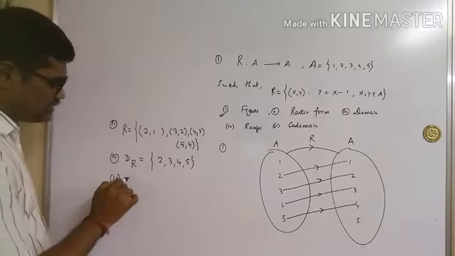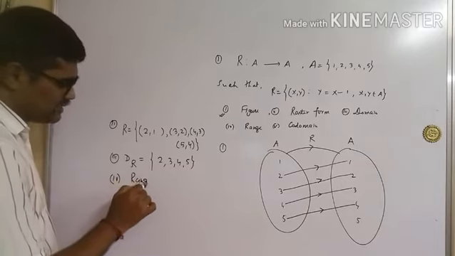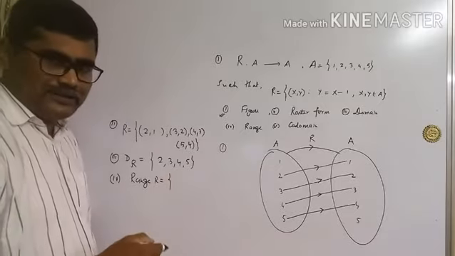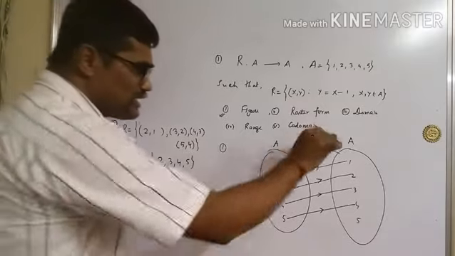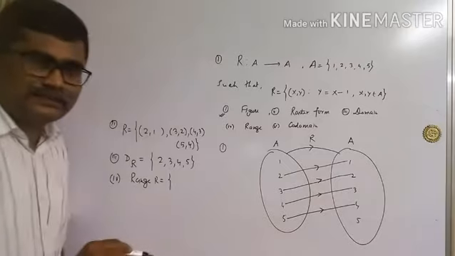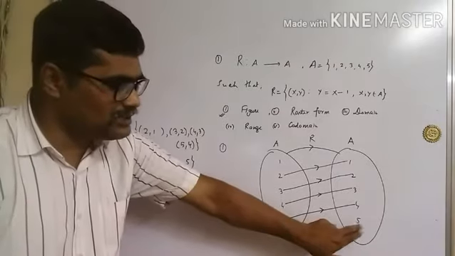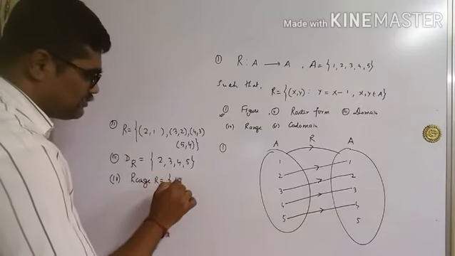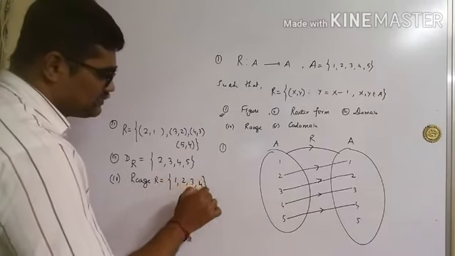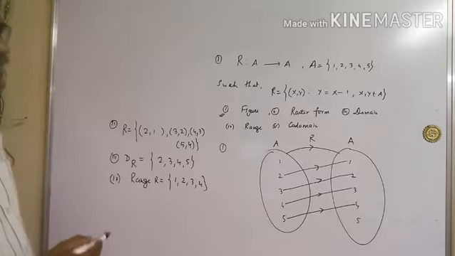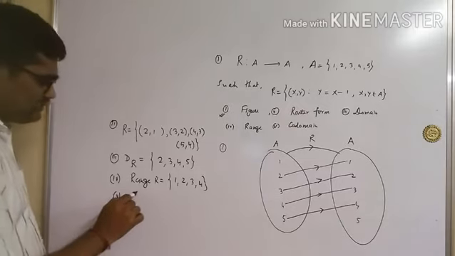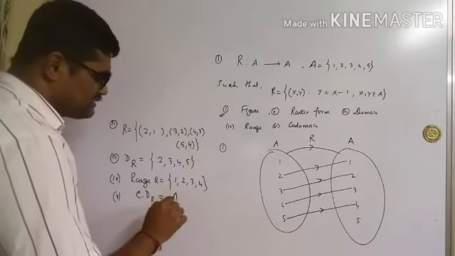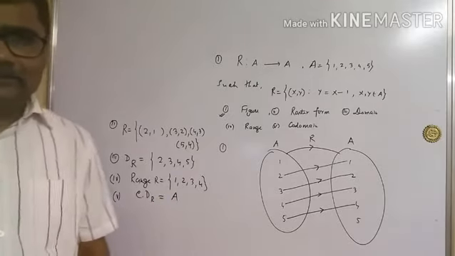What about the range? Range of R means those elements which are in the second place, or I can say those elements where arrowheads are connected, right? This will not be there in the range because no arrowhead is coming towards that. So what will be there? 1, 2, 3, 4, right? And at last, number 5, codomain. Codomain is what? The right hand side set, that is set A completely, right?